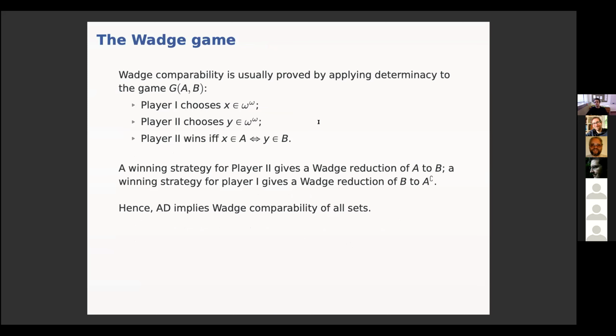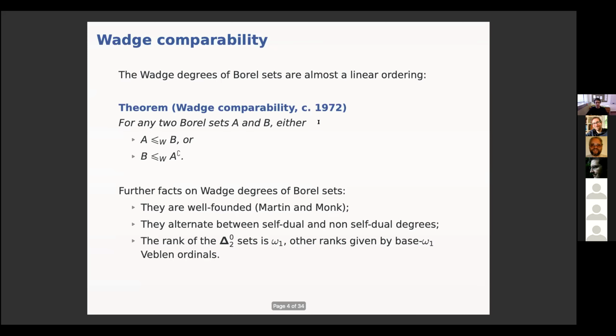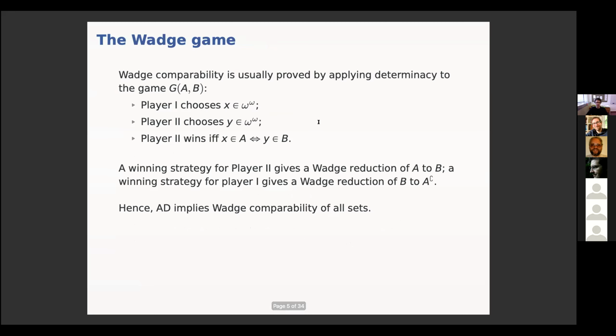How do you prove Wadge comparability? How do you prove this theorem of Wadge's from around 1972? The answer is that usually the direct approach is to use determinacy. So what does determinacy have to do with it? Well, there's a game given two sets A and B.